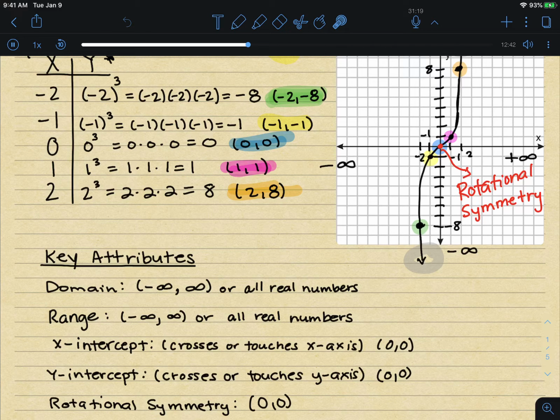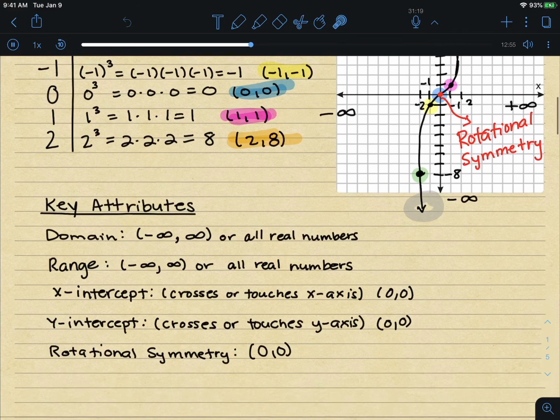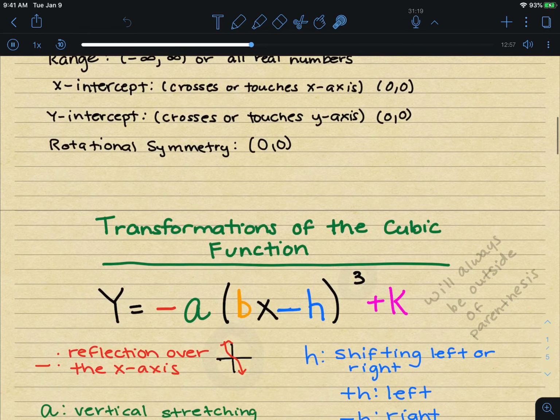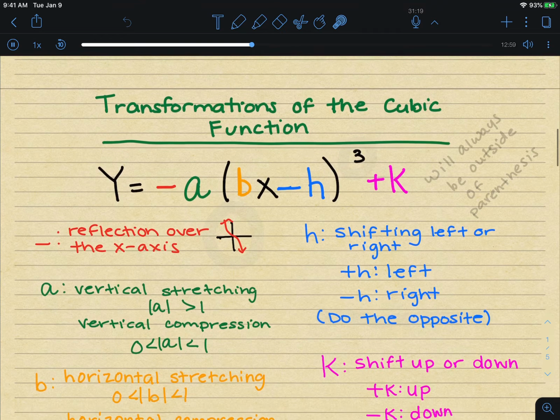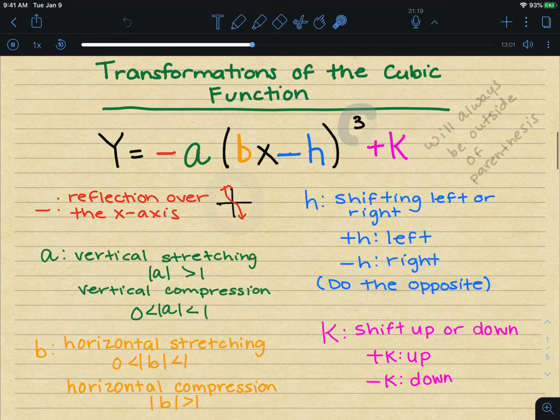Okay, so now we're going to go ahead and describe the transformations and learn how to graph these functions without a calculator. And we are going to be using the equation that you see right now. Have we seen this equation format before? Yes. Should not be different. The only thing that's going to be different is the fact that now we have a power of 3, which means that when I graph it, I need to make sure that I am creating this shape right here.